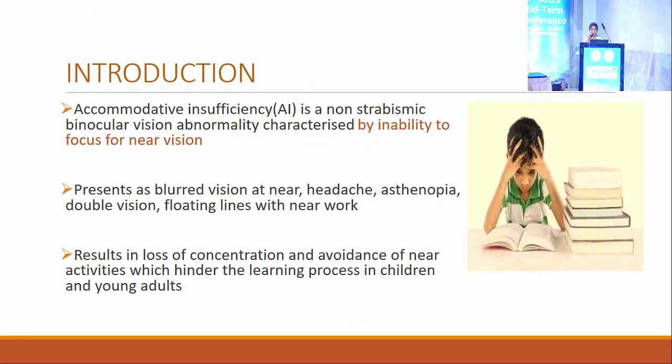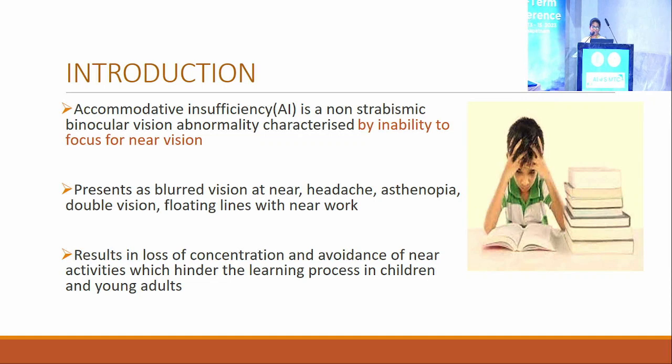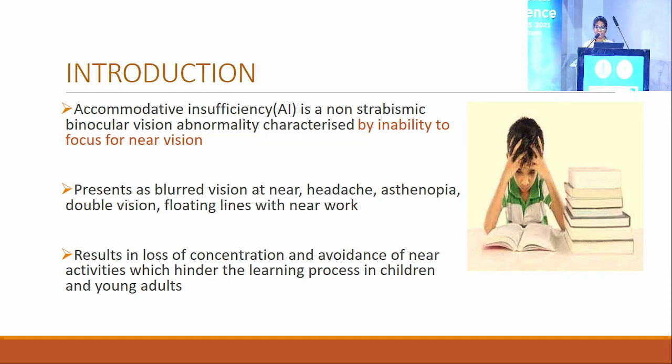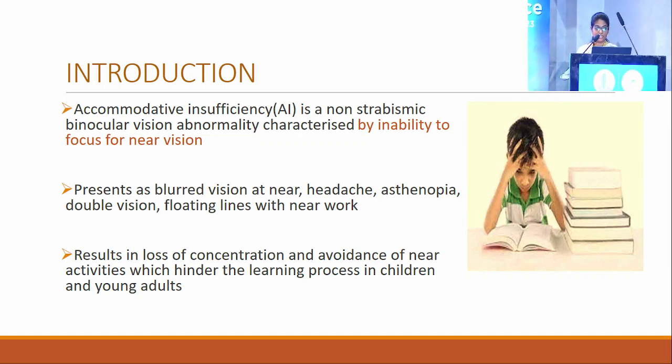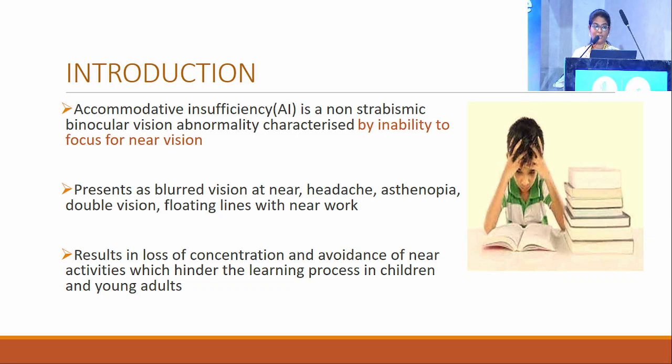Now, what is accommodative insufficiency? It is a non-strabismic binocular vision abnormality characterized by inability to focus for near vision, and it presents as blurred vision for near, headache, asthenopia and floating lines while doing near work, which results in loss of concentration and avoidance of near work, which hampers the learning process of children and young adults.